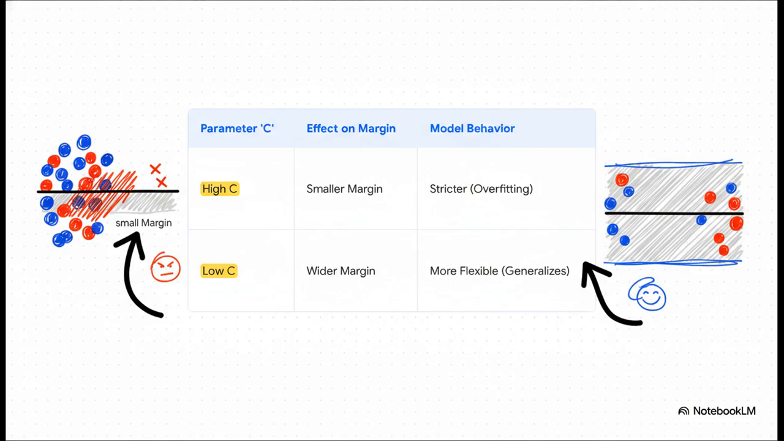So how do we control that flexibility? Well, we have a little tuning knob, and it's usually called C. You can think of C as the cost or the penalty for making a mistake. If you set a high C value, the penalty is huge, so the model tries desperately not to misclassify anything, even if it means creating a narrow margin. But if you set a low C value, it's more forgiving. It allows for a wider, more general street, even if a few points end up on the wrong side.